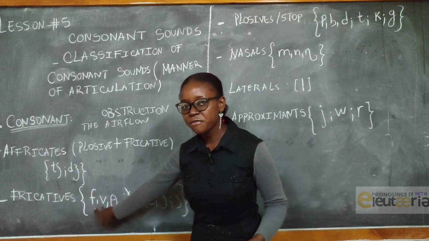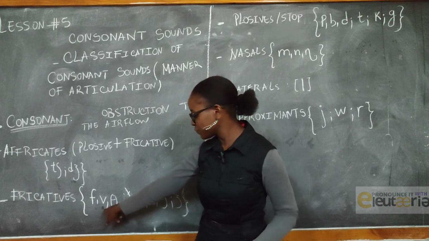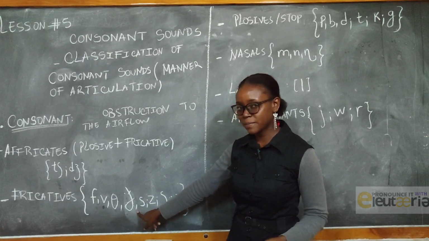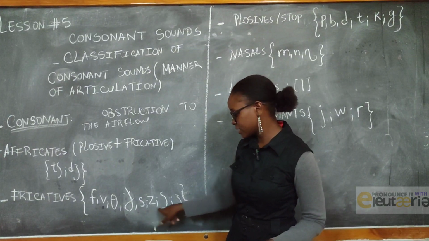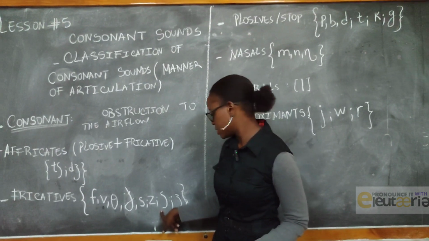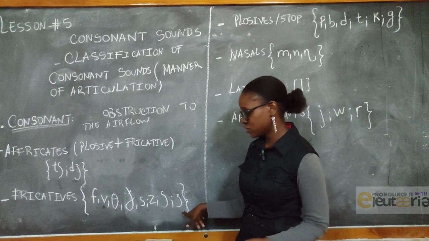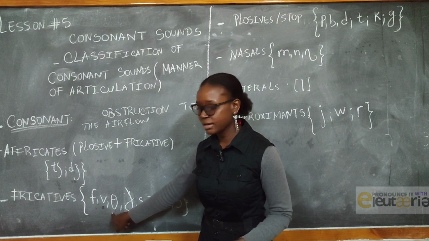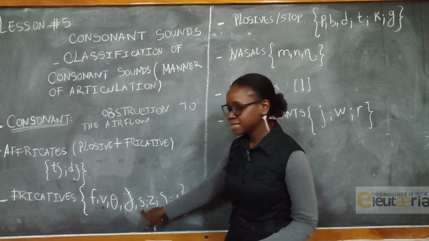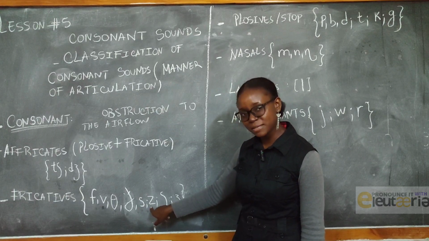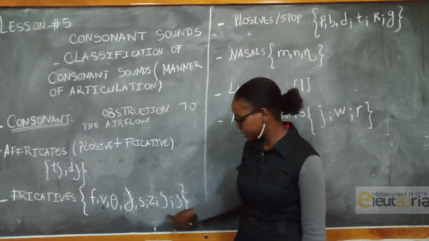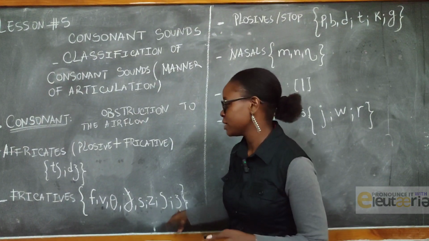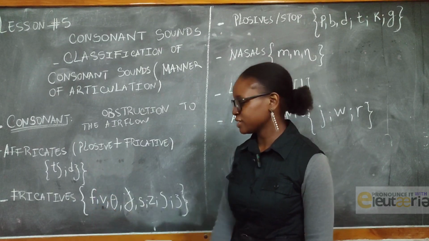Let's go. F, v, th, the, s, z, sh, j. Finger, vellum, thing, the, snake, zebra, shore, and ja, television, occasion. So these are the fricative consonants.